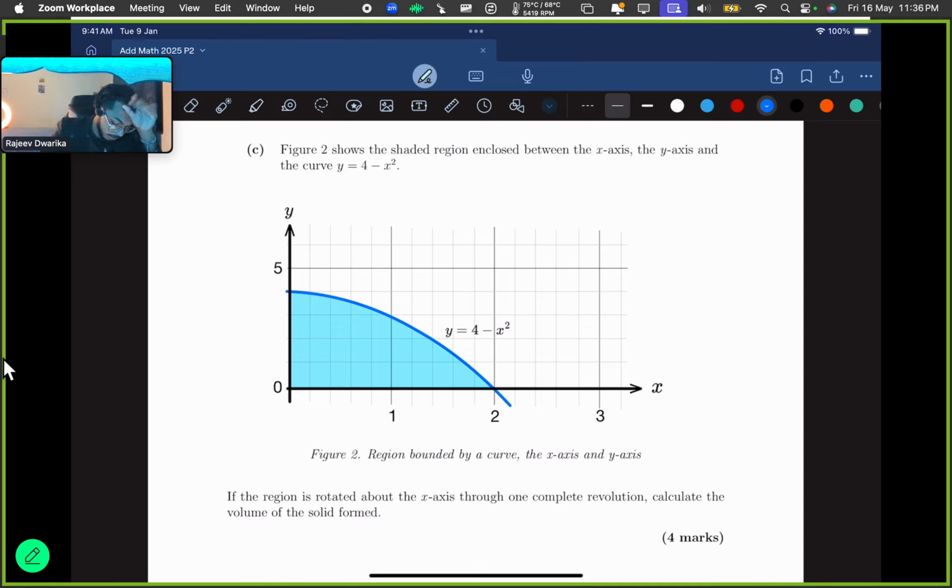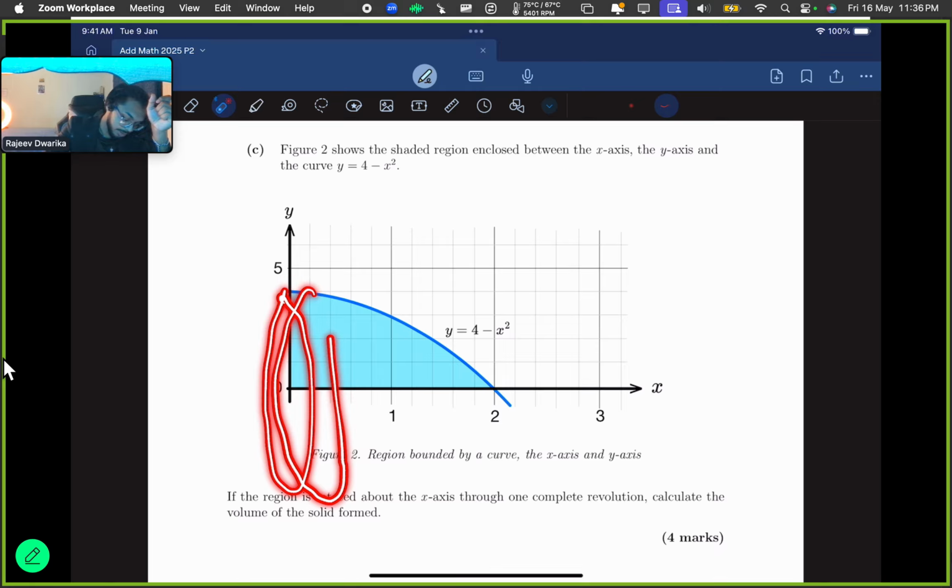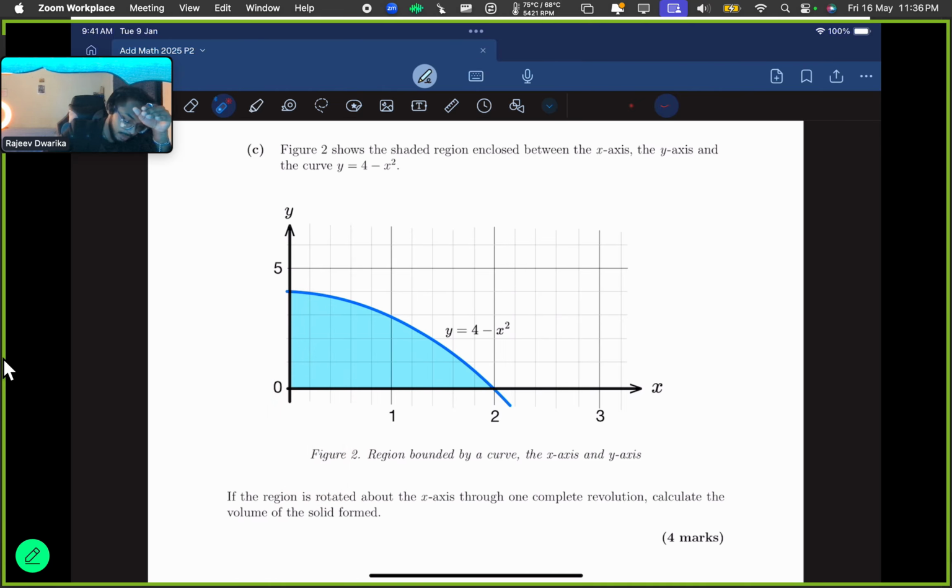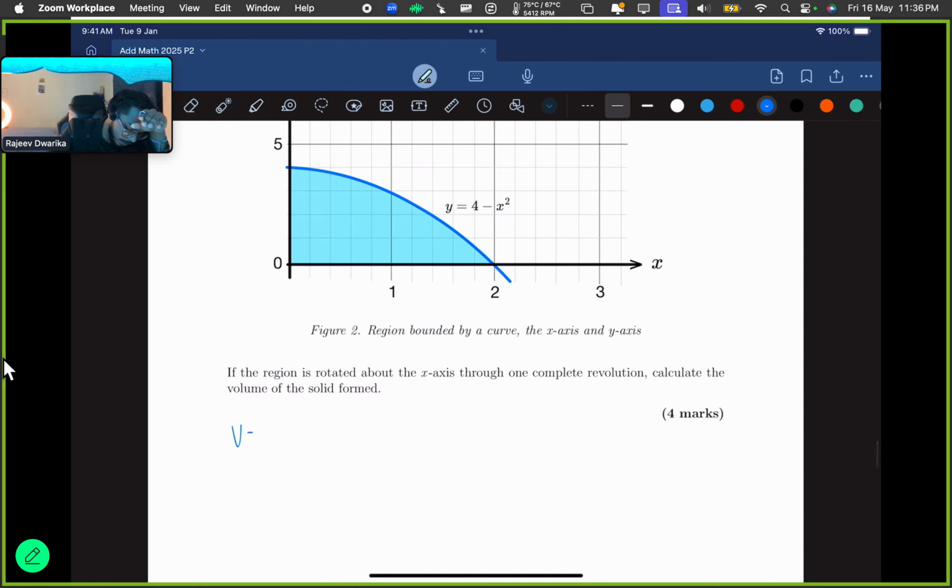So part C, we had to find the volume you would get by rotating this shape about the x-axis. So imagine you take this shape and you rotate it 360 degrees. The volume would be given by V is equal to the integral of that formula.